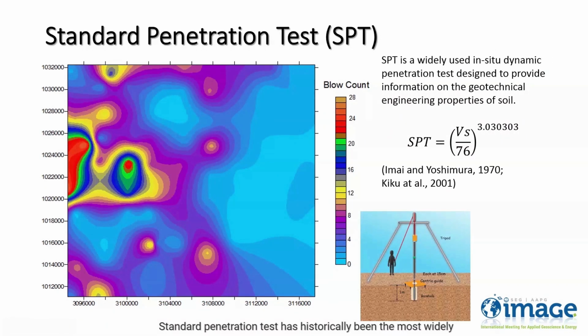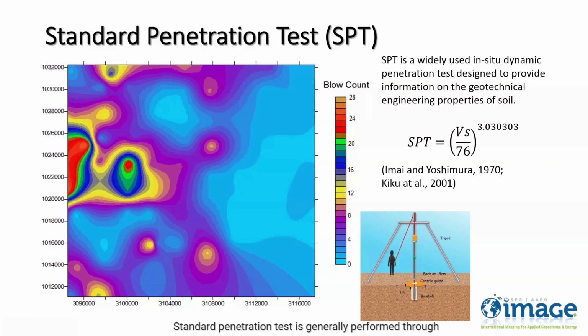Standard penetration test has historically been the most widely used in situ dynamic penetration test designed to provide information on the geotechnical engineering properties of soil. The main purpose of this test is to provide an indication of the relative density of granular deposits, such as sands and gravels, for which it is virtually impossible to obtain undisturbed samples.